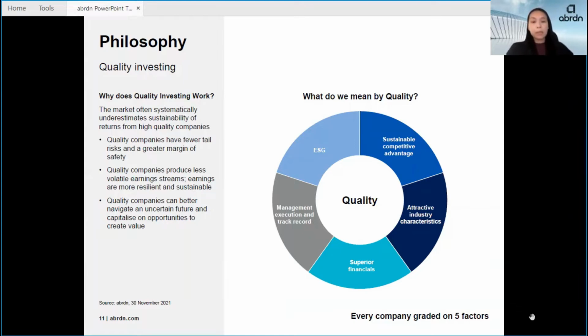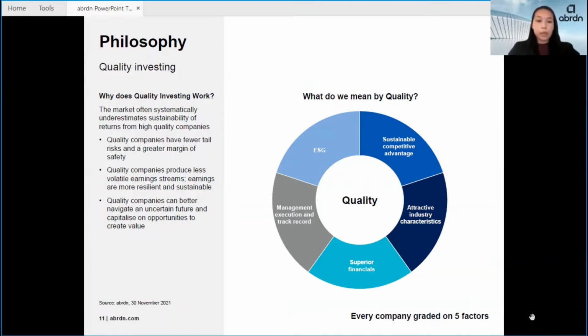Oftentimes you can find companies that have a good business model, but if the industry itself is not growing, or if there's no pricing power in the industry, then that's not necessarily something that we like. So we want both a sustainable competitive advantage in an attractive industry.